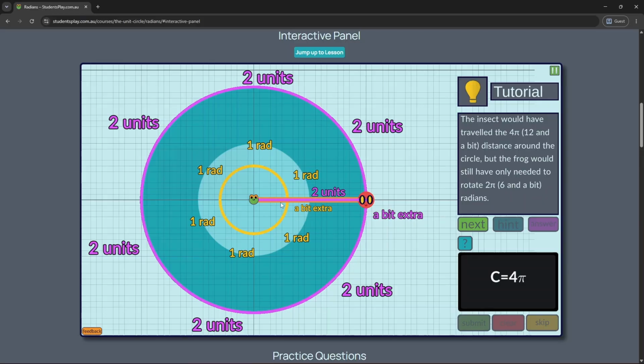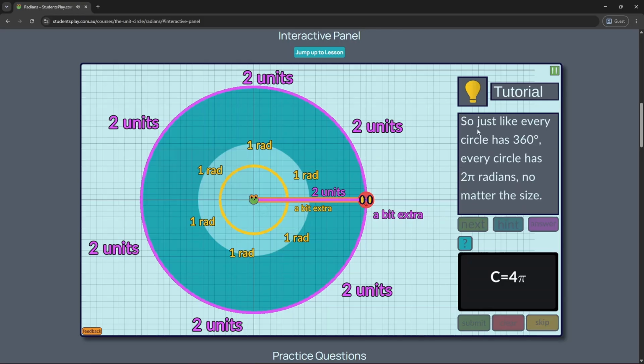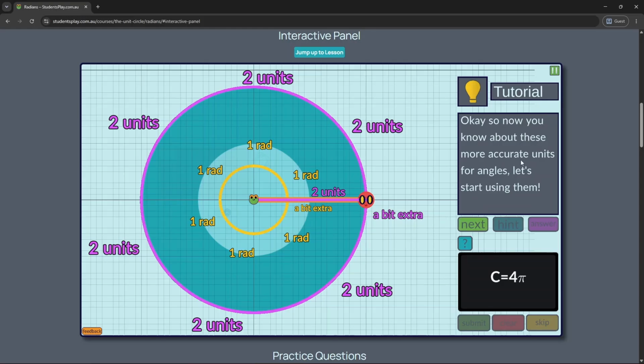So the radians stay consistent because even if the radius increases, the circumference will increase as well, but that just means we're going to travel even further to stay in line with it. But with radians, you'll always rotate the same amount no matter what. So just like every circle has 360 degrees, every circle has 2 pi radians, no matter the size. Okay, so now you know about these more accurate units for angles, let's start using them.